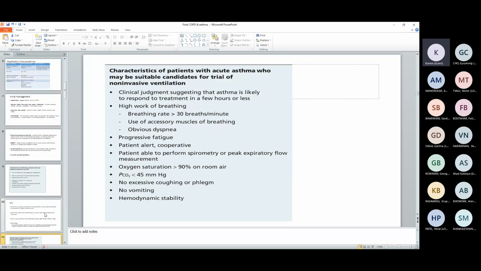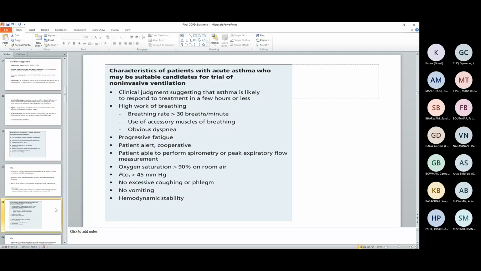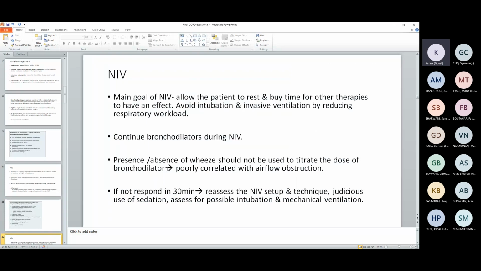But if they do not fall under these categories, then we should think about intubating the patient and starting mechanical ventilation. So the main goal of non-invasive ventilation is to allow the patient to rest, especially the respiratory muscles, and we can buy time for the other therapies to work. And we can avoid intubation and invasive ventilation by reducing the respiratory workload.